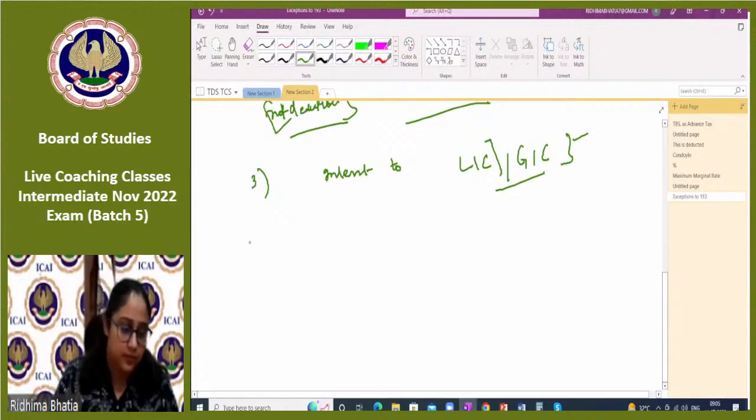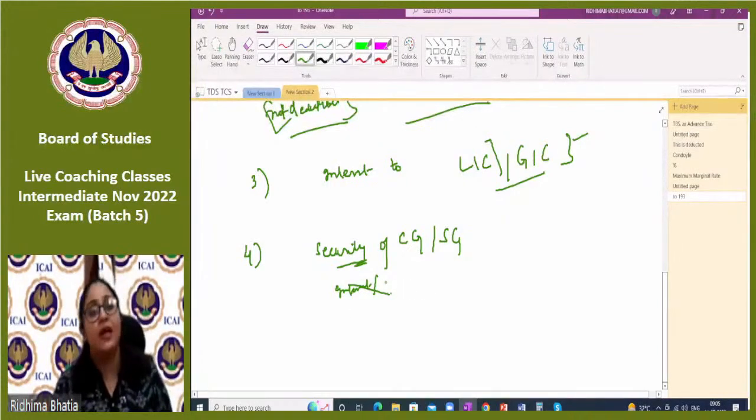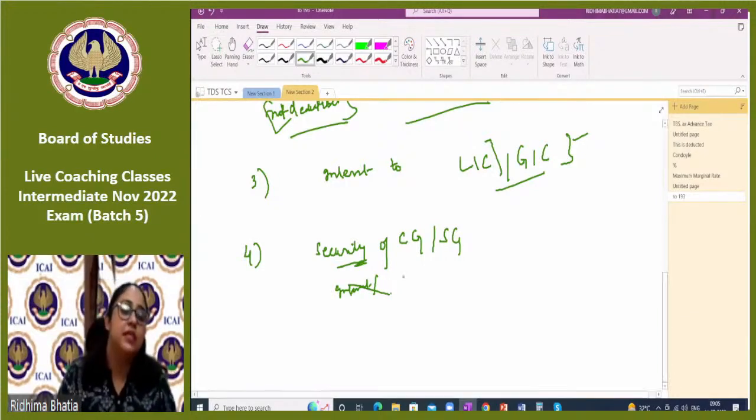Next, कोई भी गवर्नमेंट सिक्योरिटी है, कोई भी सिक्योरिटी है गवर्नमेंट का या सेंट्रल गवर्नमेंट का या स्टेट गवर्नमेंट का, उन सिक्योरिटीज पे इफ यू आर गेटिंग इंटरेस्ट, the TDS would not be deducted. I'm not saying the interest is not taxable in your hand. I'm saying they will not deduct the TDS. What did I say? If there is any security of central government or state government and the interest is earned on them, the TDS would not be deducted.